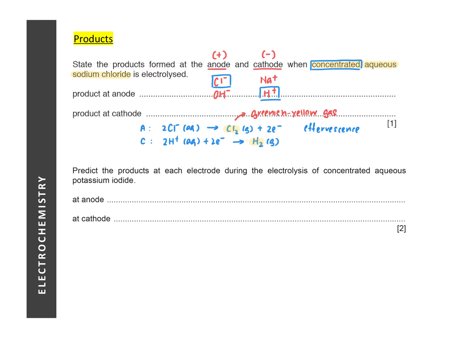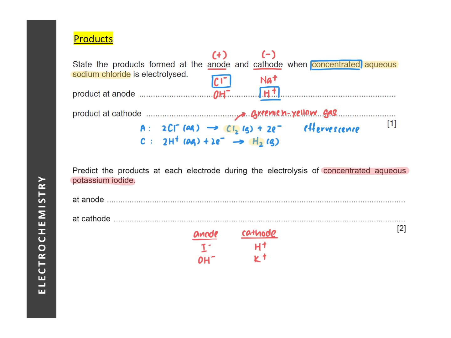Now let's apply the same steps to the next electrolyte, which is your concentrated aqueous potassium iodide. So once again, let's go through the steps. We have the anode and the cathode. Step number 1 is to identify the ions at the anode and the cathode. So at the anode, it attracts anions. We have iodide and we have hydroxide. At the cathode, we have hydrogen and we have potassium ions.